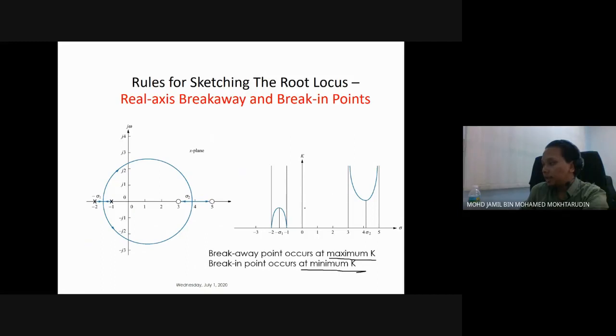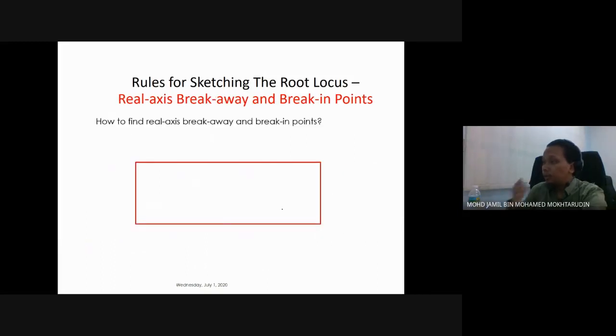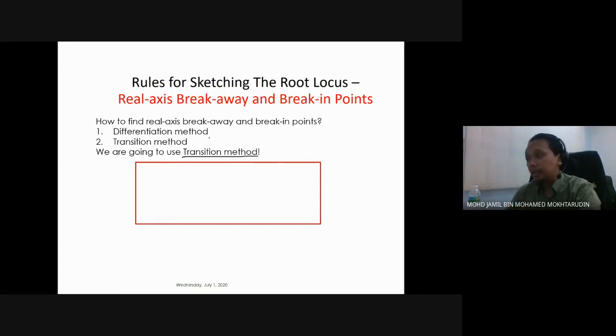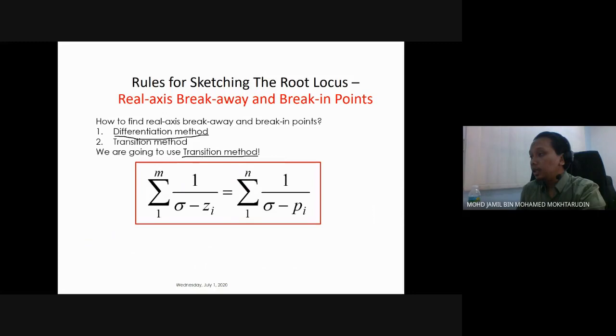The formula to calculate breakaway and break-in points has two methods. First is the differentiation method, and the second is the transition method. We're going to use the transition method. If you are hardworking enough and want to know more, you can go into the differentiation method.